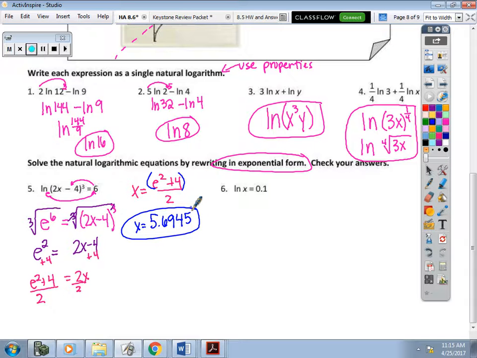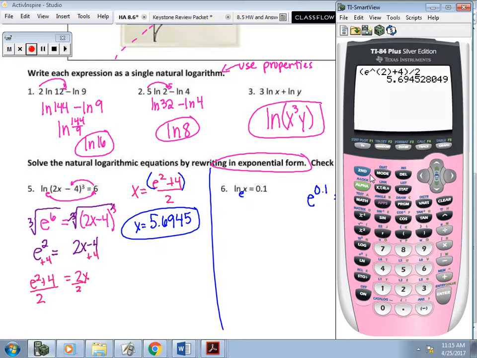Okay, number 6, very similar. We're just going to throw in our base e. Change this to exponential, e to the 0.1 power equals x. And that goes straight in your calculator. That's it. You could change this to the 1/10 power, but you're going to have to use your calculator for the e button anyways. So 1.1052.